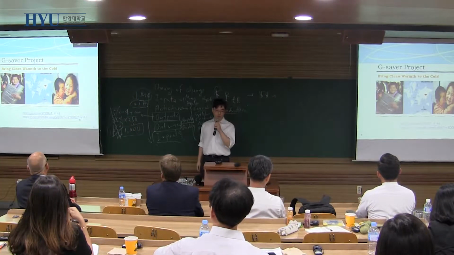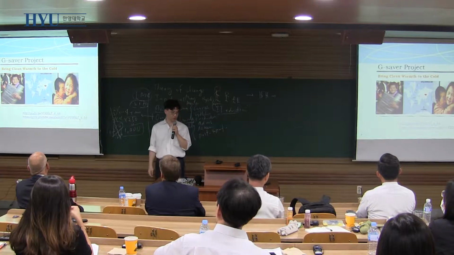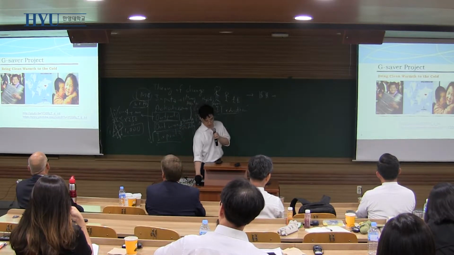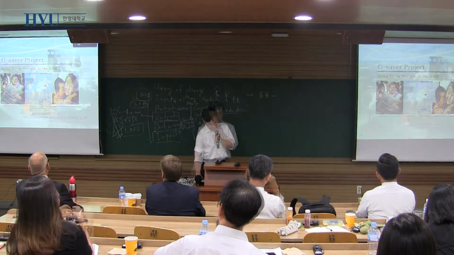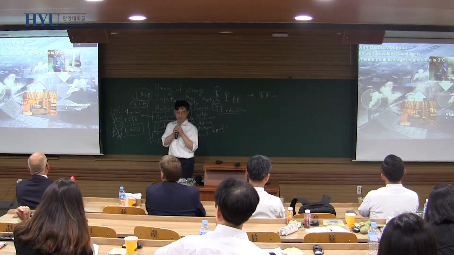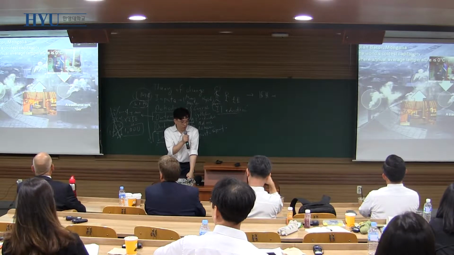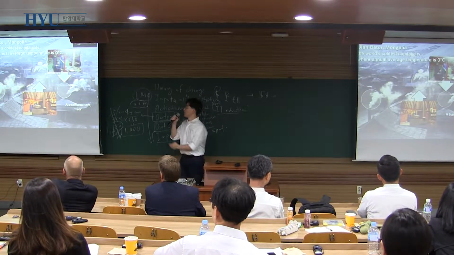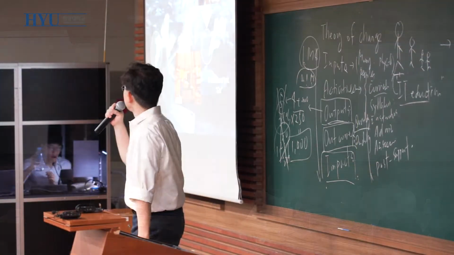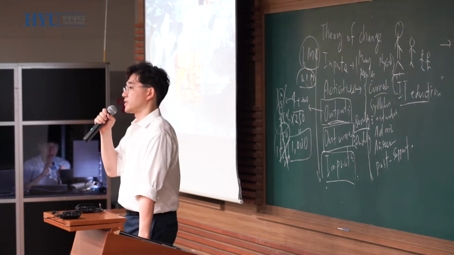So now I'm going to share about the G-Saver project, which is operated in Mongolia. Ulaanbaatar, Mongolia, is the capital city, and this is the world's coldest capital city, where annual average temperature is 0 Celsius. And they have a very long winter, about 9 to 10 months.